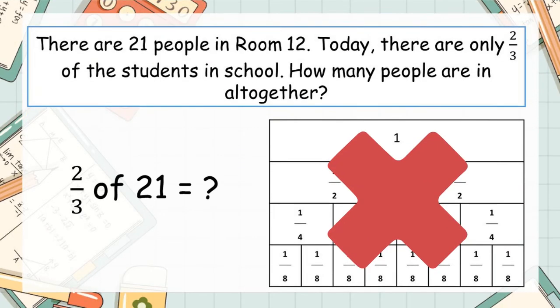So, first of all, remember, fraction walls are not going to help us here. Instead, we need to do a sum that's going to tell us what 2/3 of 21 is. If you want to try and pause the video now and see if you can get an answer, we'll check it in just a few moments. If you've no idea how to do this one, you can just keep watching and we'll talk through it.